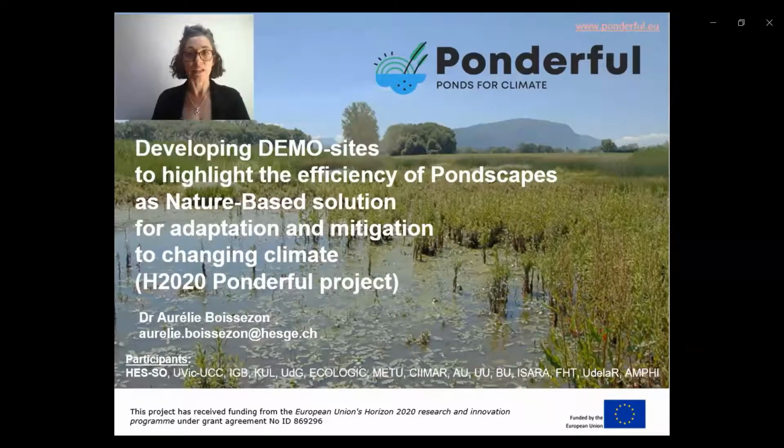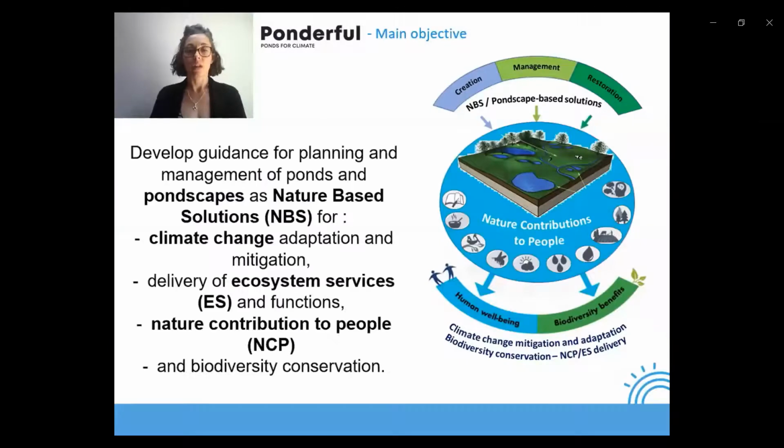So demo sites development and assessment is one of the tasks of work package 4 that we co-lead with Pascal Nicolet from the Fresh Habitat Trust from United Kingdom. The ultimate goal of work here is to develop guidance for planning and management of ponds and pondscapes as nature-based solution for climate change adaptation and mitigation, for the delivery of ecosystem services and function, their nature contribution to people, and their role in biodiversity conservation.